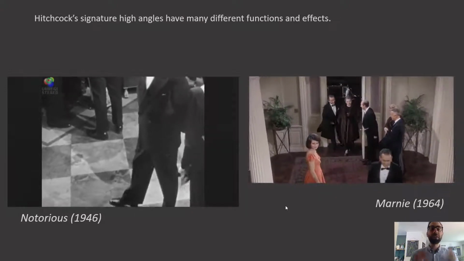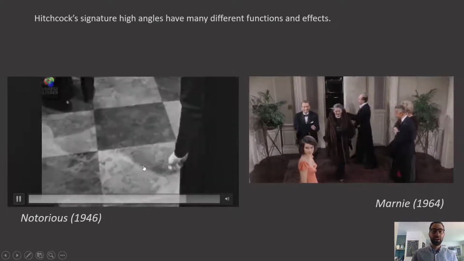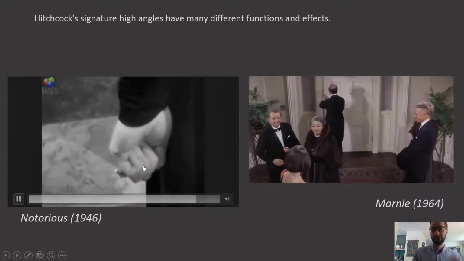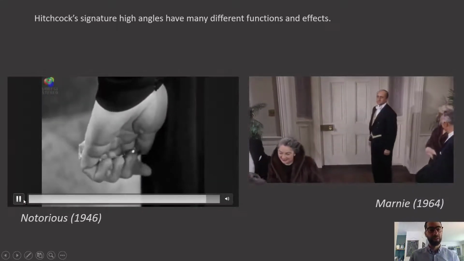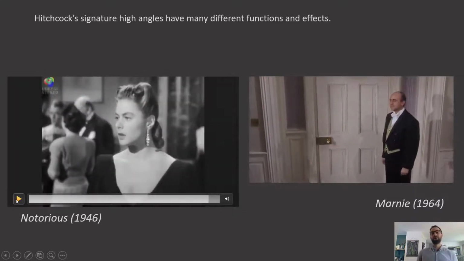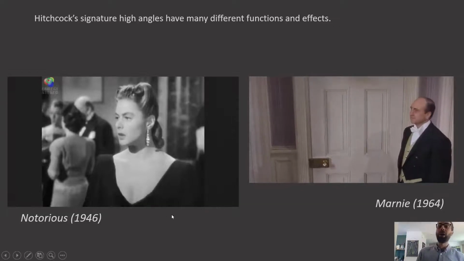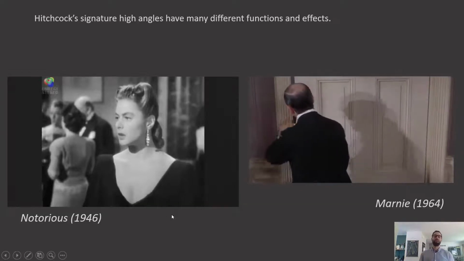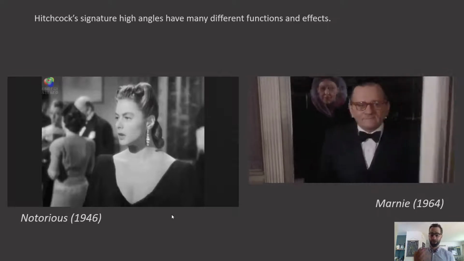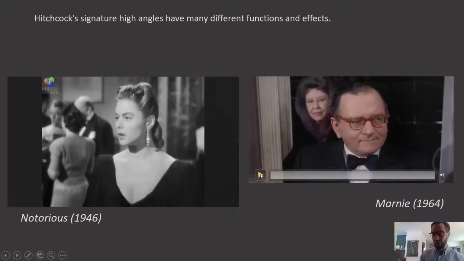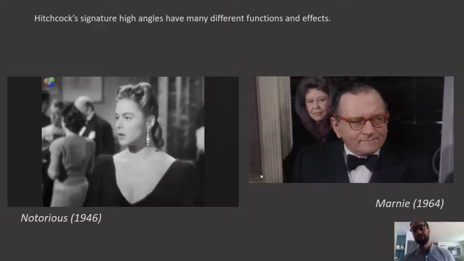On the left, we seem to be zeroing in on an object of importance, and I won't explain to the plot what it is, but the key, as you'll see in Ingrid Bergman's hand, is important. Now on Marnie, we're zeroing in on the door, in which case we'll be introduced to a character, this person who we know is from Marnie's past and is going to threaten to reveal a dark, dark secret.